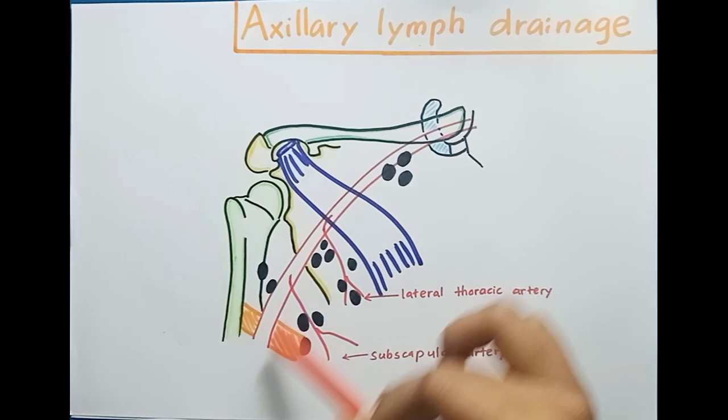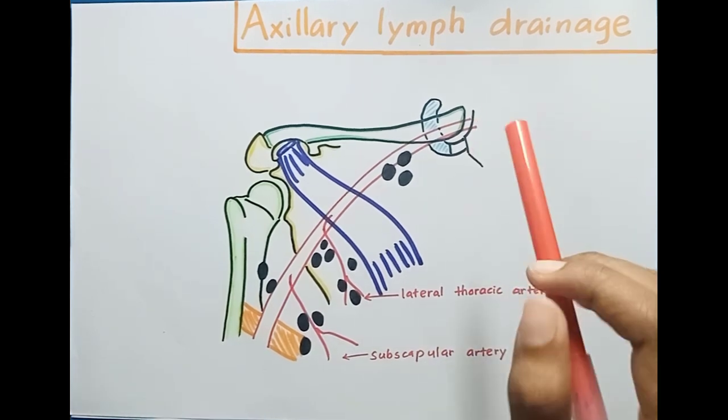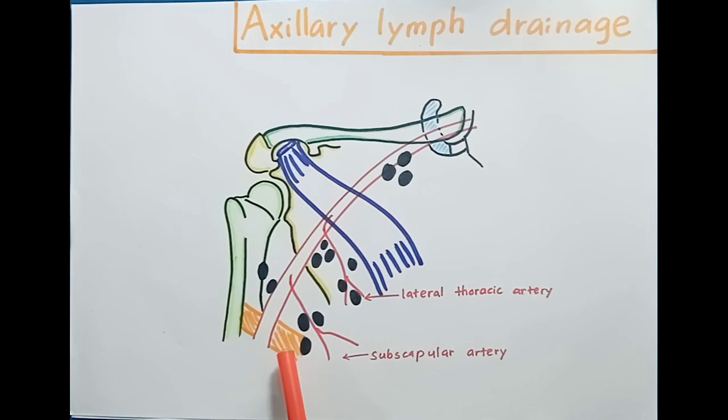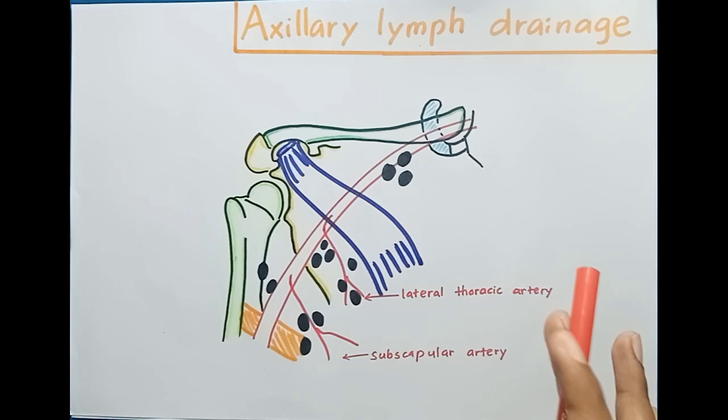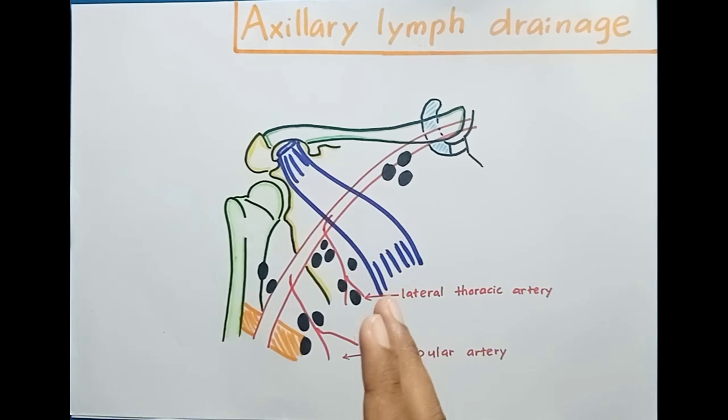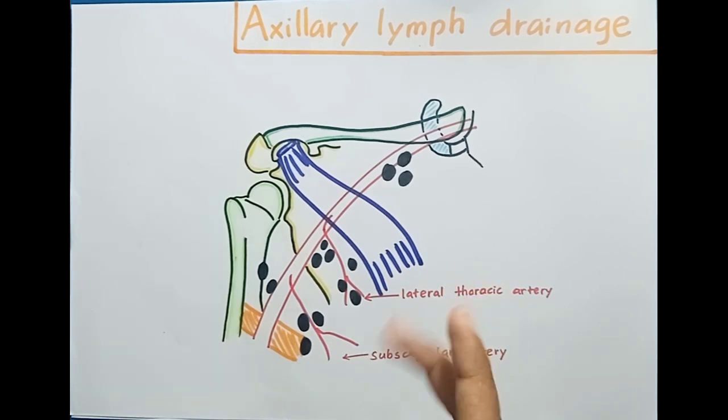We know that axillary artery is divided into three parts by this pectoralis minor muscle. So this is teres major muscle. So the axillary lymph nodes are divided into 5 groups as pectoral, subscapular, lateral, central and apical.